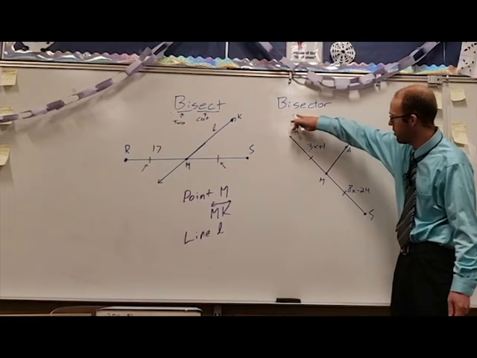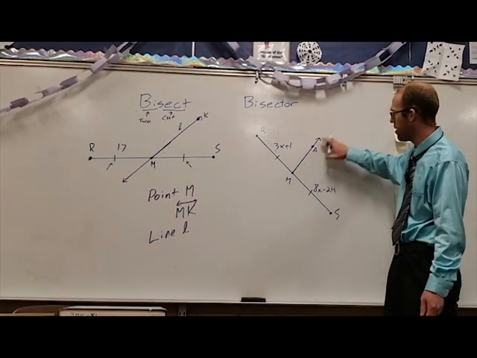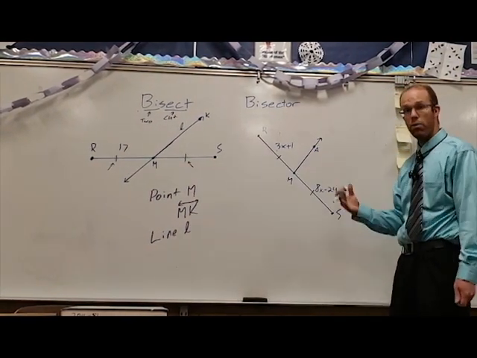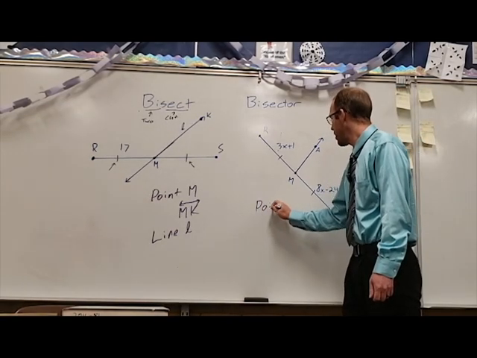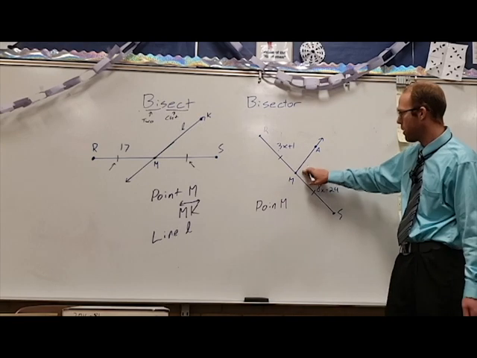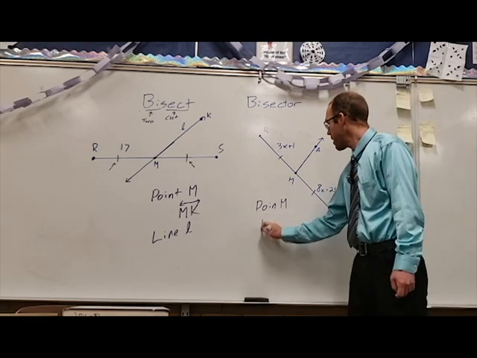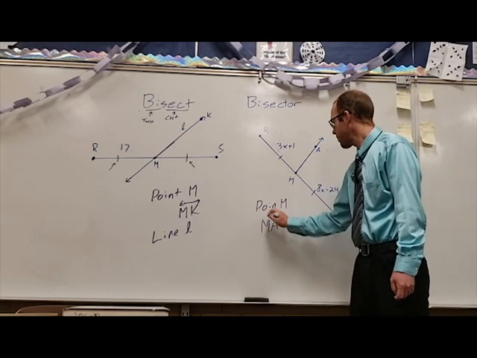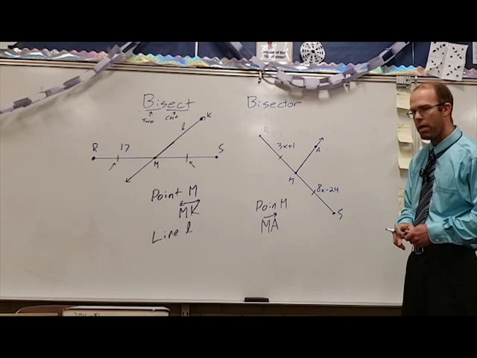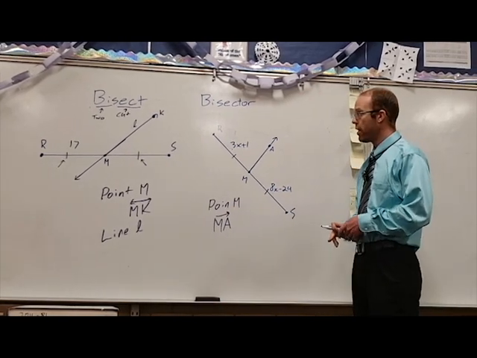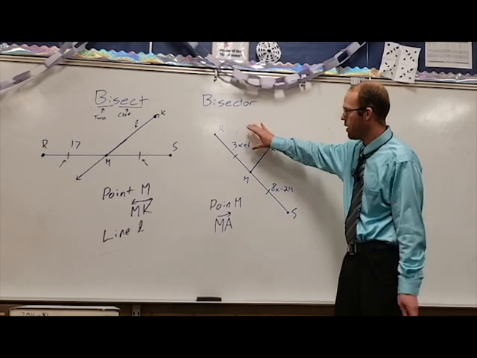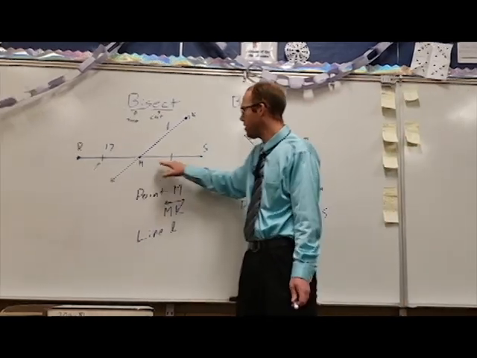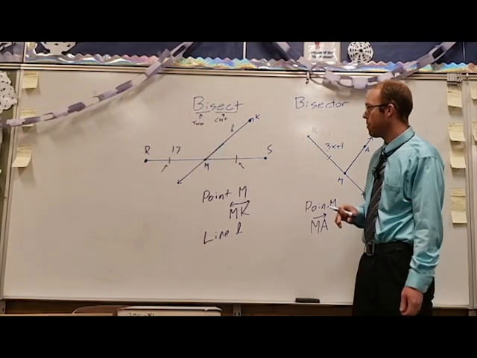Right here, you'll notice that RS is being bisected this time by a ray. So there are a few different ways of writing this. We could say point M, again, is the bisector. Or we could write ray MA as our bisector. Now there's a second question that will go along with this. It'll ask you to calculate some lengths of this. And so that's where it comes in handy to know that these two are exactly the same length.